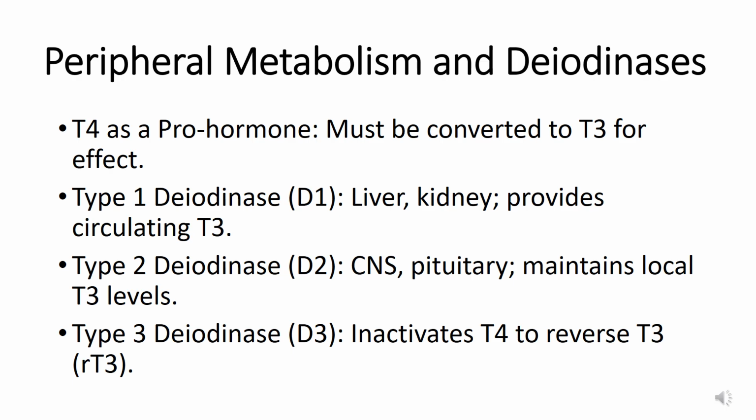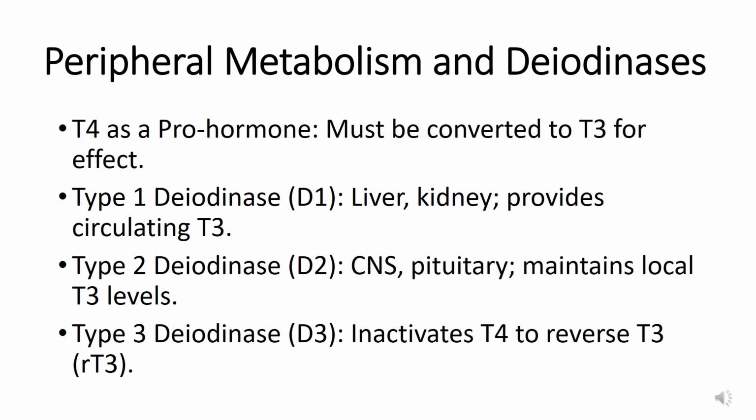Type 3 deiodinase, or D3, performs the opposite function. D3 protects tissues from excessive thyroid hormone activity by inactivating hormones when necessary. It converts T4 into reverse T3, often called RT3. Reverse T3 closely resembles active T3 in structure but has little or no biological activity. By producing reverse T3, D3 effectively reduces thyroid hormone action within tissues. This mechanism becomes particularly important during illness, fetal development, and certain physiological states where the body may need to conserve energy or limit thyroid hormone effects.